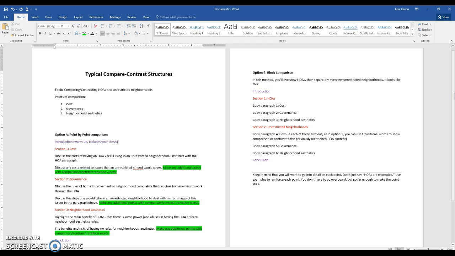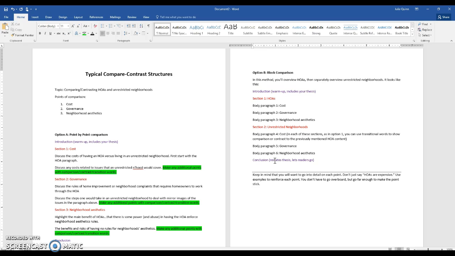The other option is block comparison. So in this method, you overview HOAs, and then you separately overview unrestricted neighborhoods. It looks like this. Again, always framed with introduction and conclusion. Your introduction is the warm-up, and it includes your thesis. Right? And your conclusion restates thesis, and you let your reader go. You don't leave any questions lingering. So for example, if you asked a rhetorical question in the introduction, answer that in the conclusion. That's kind of a nice way to mirror it.